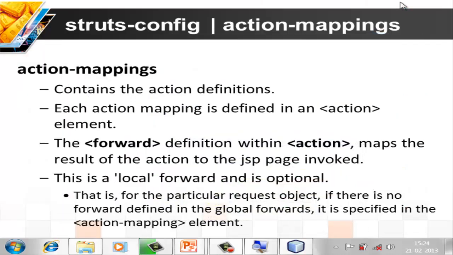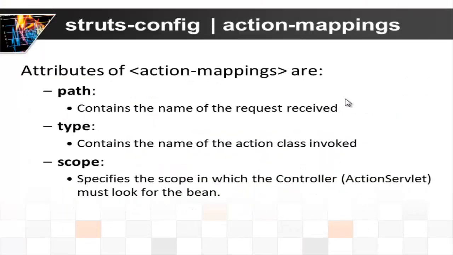Okay, so let me go to the next one. What are the things that you are supposed to specify in the action forward? First is the path from where you are getting the request. The next one is the type, the class that is responsible, and the last one is the scope. There are two types of scope: one is the session, the other one is the request scope.